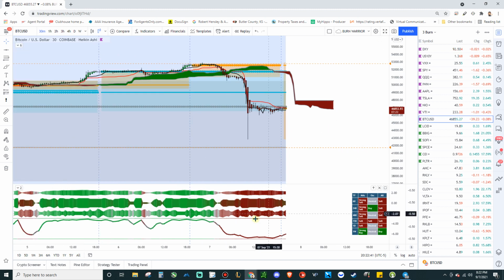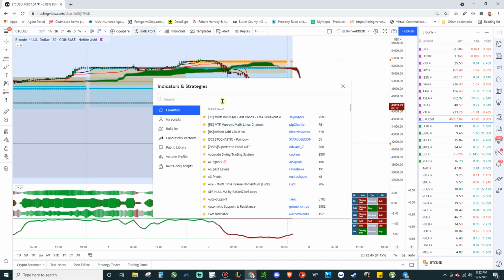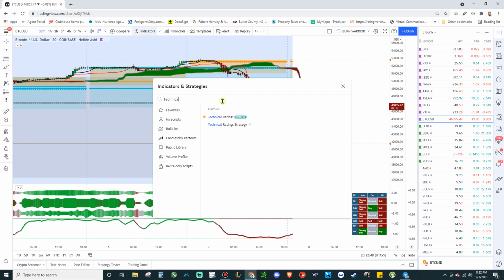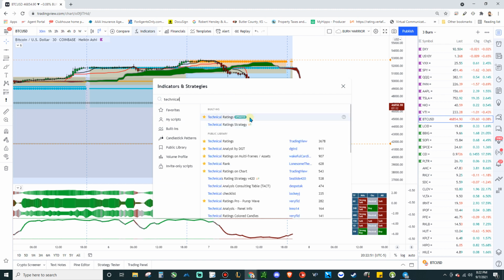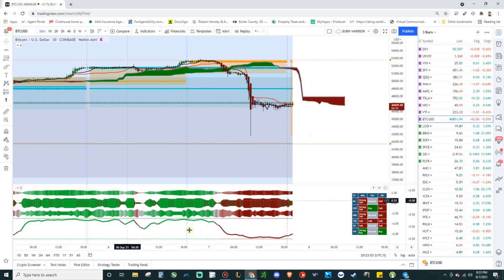On top of this, I'm rolling with technical ratings. Sorry for all the background noise. The technical ratings indicators from TradingView are just built in. I got the basic one, which gives you this really nice multi-time frame version of the technical ratings. I'm going to go through those in a minute. There's also one built in called pump wave, so I put that in there, and it gives you the trend of these signals. On the 30-minute, I'm watching the trend of the moving averages, the oscillators, and then the all signals. And I can also see all the time frames.